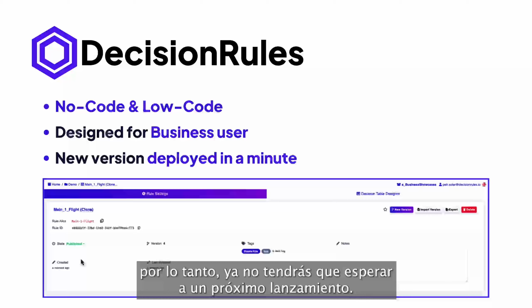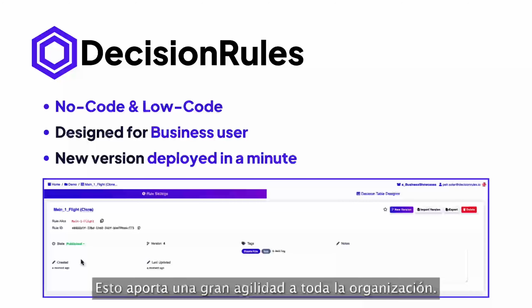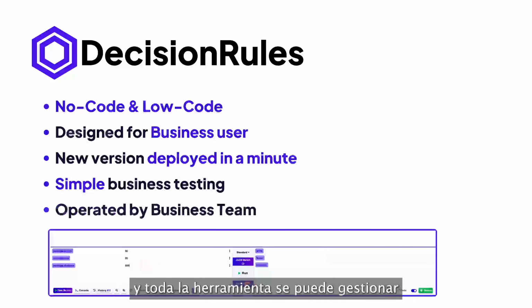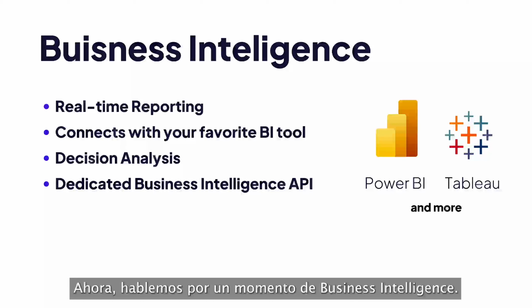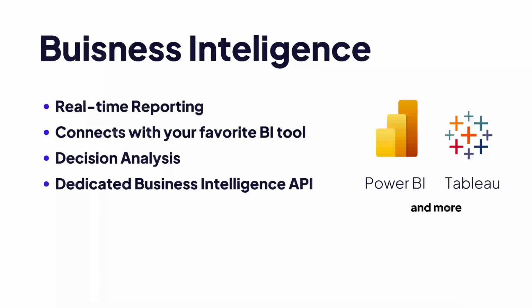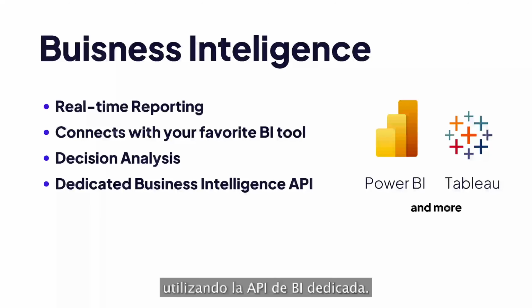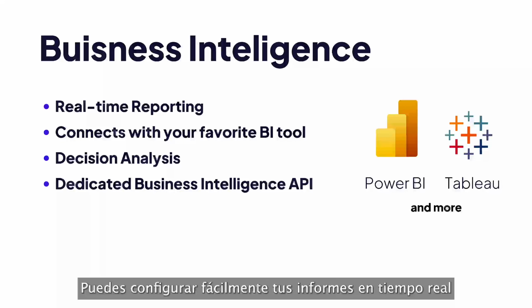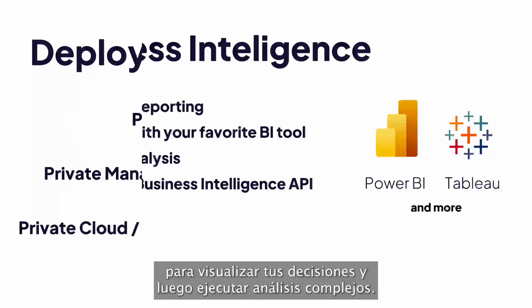Therefore, you no longer have to wait for the next release to change a certain value or apply a new policy. This brings great agility into the entire organization. The rules can be easily tested by the business user, and the entire tool can be managed only by the business team. Now, let's talk about business intelligence for a moment. DecisionRules can be connected with your favorite BI tools using the dedicated Business Intelligence API. You can easily set up your real-time reporting to visualize your decisions and later run complex analysis.